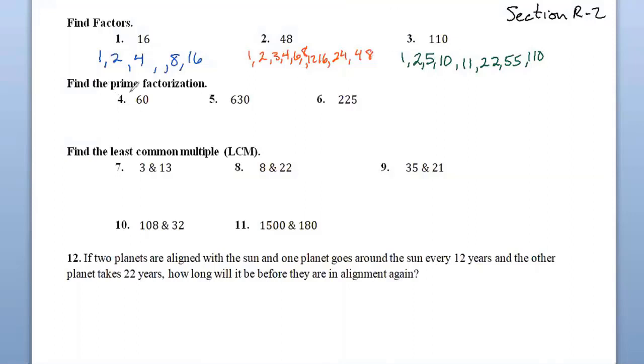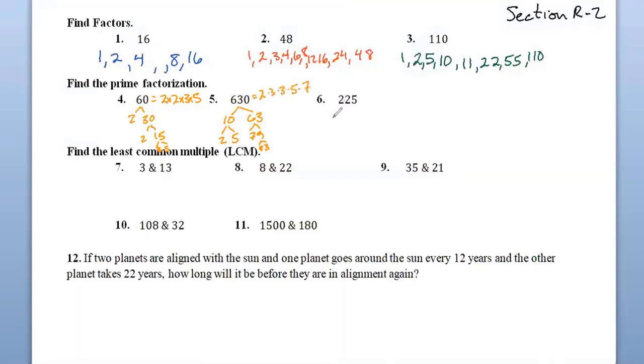Okay, now find the prime factorization. All right, let's do this. That breaks up into 2 into 30, 2 into 15, which breaks up into 3 into 5. So that is 2 times 2 times 3 times 5. And if you wanted to put X's in there instead of dots, that's okay too. All right, 630, that looks like 10 and 63 look like the easy ones. That's a 2 and a 5, and that's a 7 and a 9, which is a 3 and a 3. So we have 2 times 3 times 3 times 5 times 7.